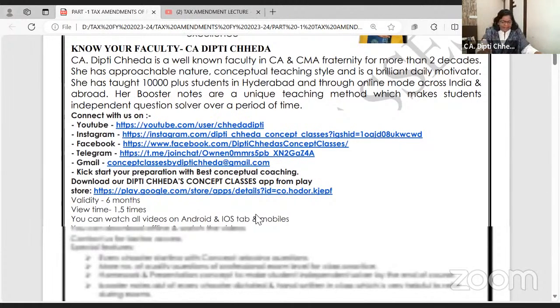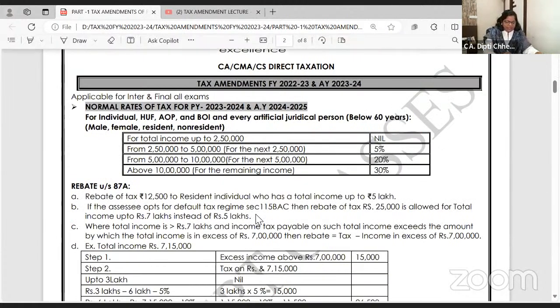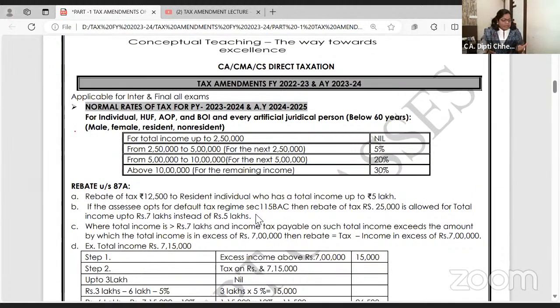Your routine tax rates are same for individuals, HUFs. See, I need the comparison. Then only I'll be able to take the 14 marks problem. So your routine tax rates for individual, HUF, AOP, BOI, AJP are: up to 2,50,000 income is nil; 2,50,000 to 5 lakh, on the next 2,50,000, 5%; 5 lakh to 10 lakh, on the next 5 lakh, 20%; 10 lakhs and above, 30%.